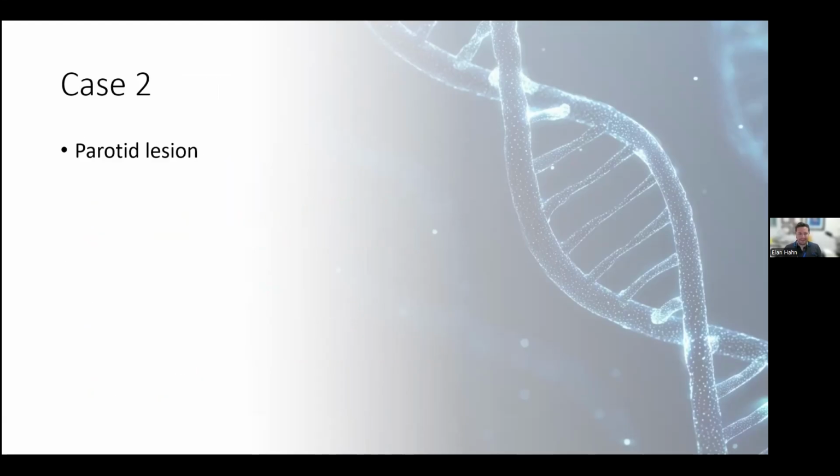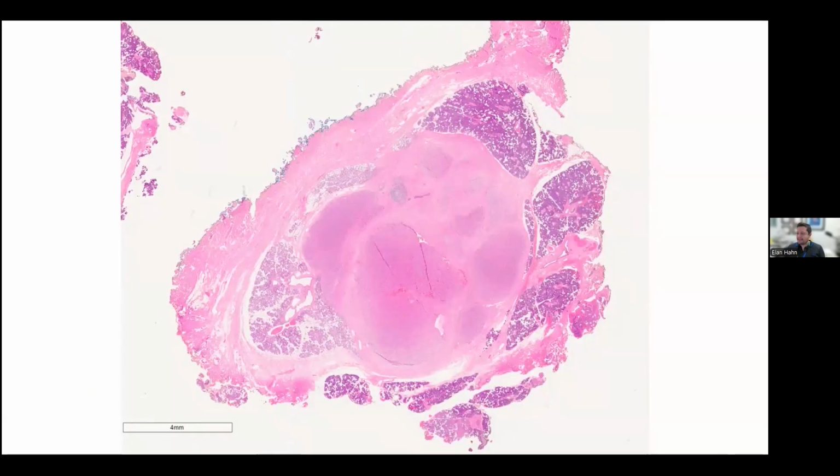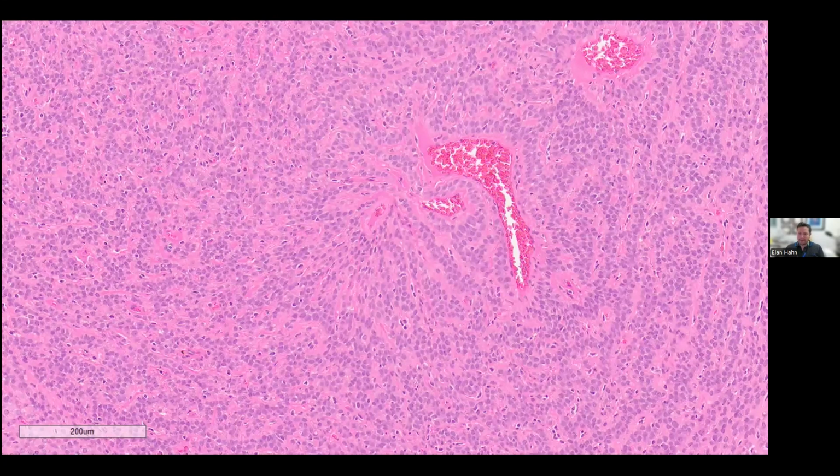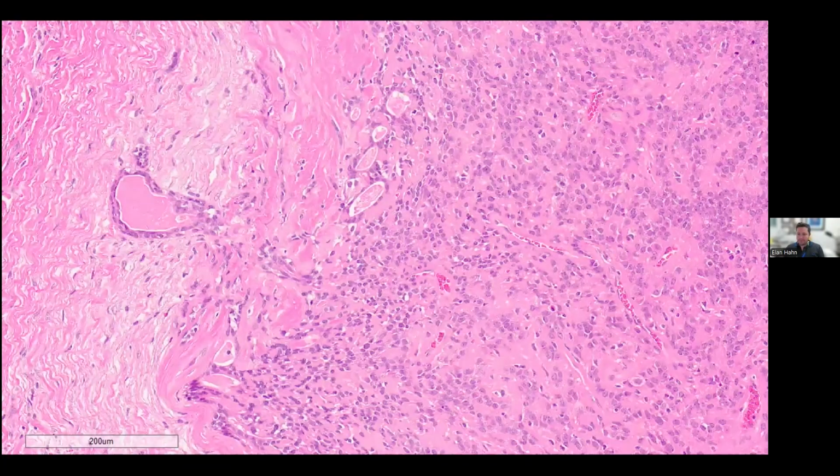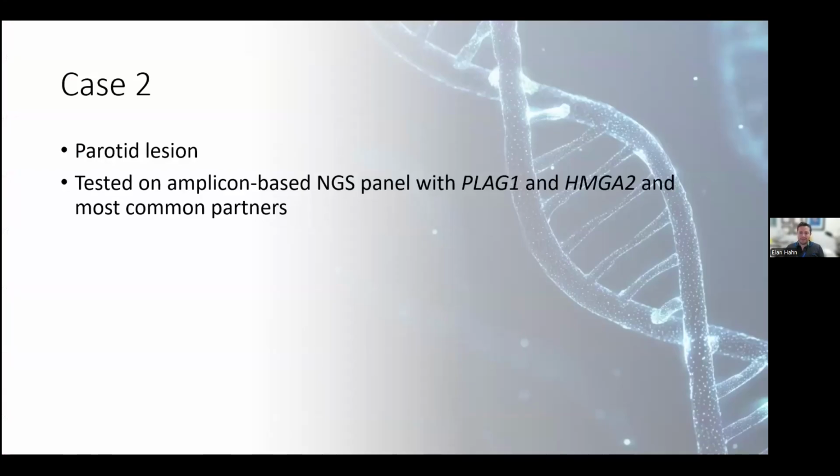So we could go back to a case. This is a parotid lesion. As you can see, multinodular growth, somewhat well circumscribed within the parotid gland, lots of myoepithelial cells, quite monomorphic, with very focal duct formation. So the differential diagnosis was pleomorphic adenoma versus other entities that we wouldn't want to miss. So this was tested on an amplicon-based NGS panel that has both PLAG1 and HMGA2, in addition to many common partners. And sequencing was negative.